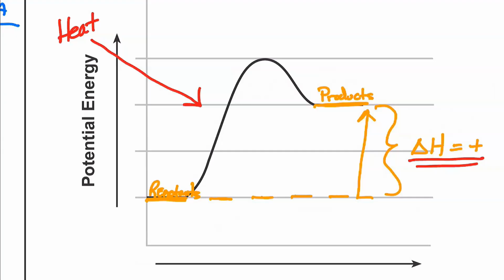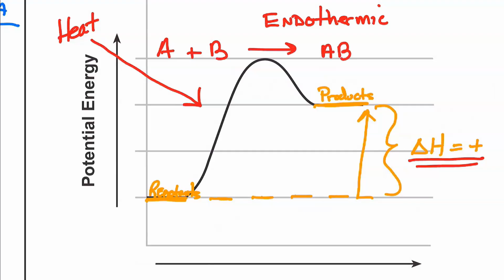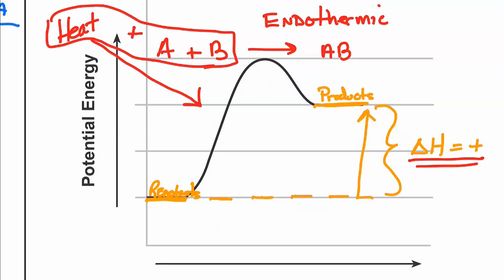All of this screams an endothermic reaction. Endothermic reactions absorb energy or consume energy in their reactant. So if the reactant is A plus B going to, let's say, AB, let's make it a synthesis reaction, we would have to add the heat into the reactant side because energy is being absorbed because we're going up in energy.